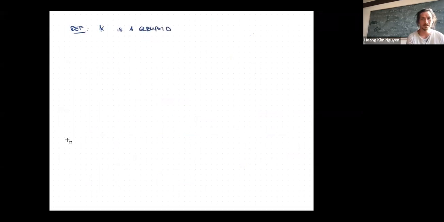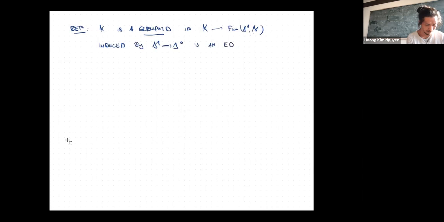X is a groupoid if the canonical map induced, just the canonical map to the point, is an equivalence. So groupoids should see the interval as a point.